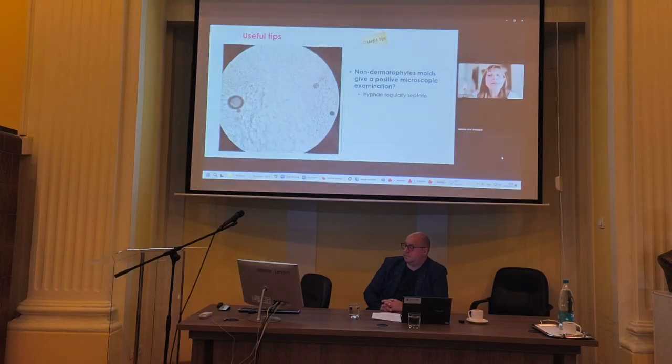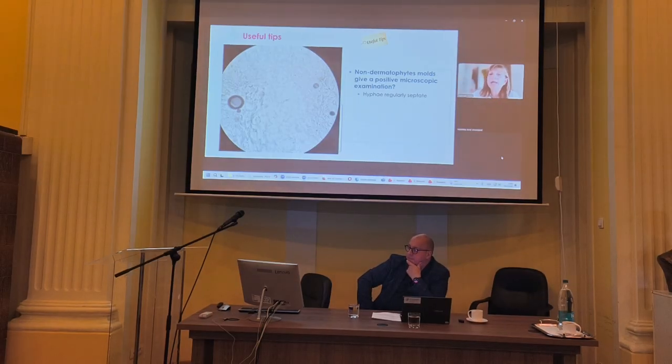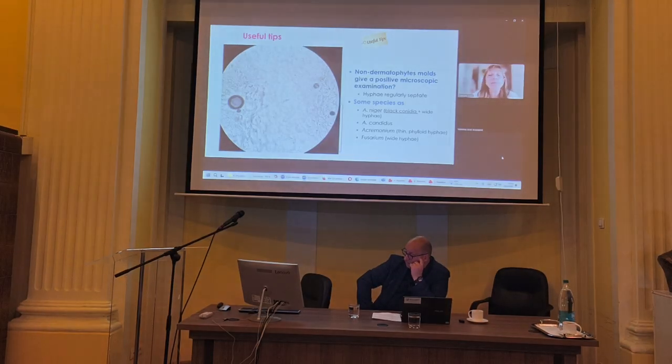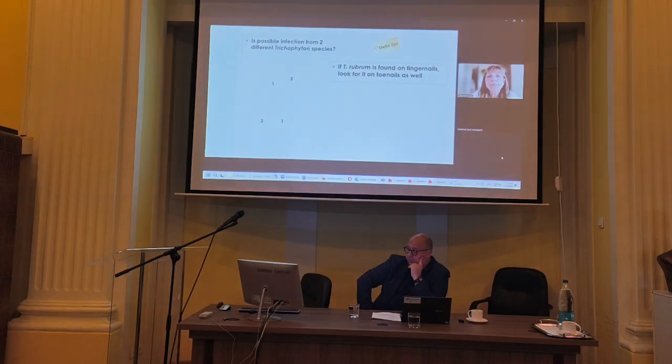Non-dermatophyte molds give a positive microscopic examination. If you look at these slides, in direct microscopy there are regularly septate hyphae, and from some species like Aspergillus niger you can see black conidia in microscopy. Others include Aspergillus candidus, Acremonium, and Fusarium.